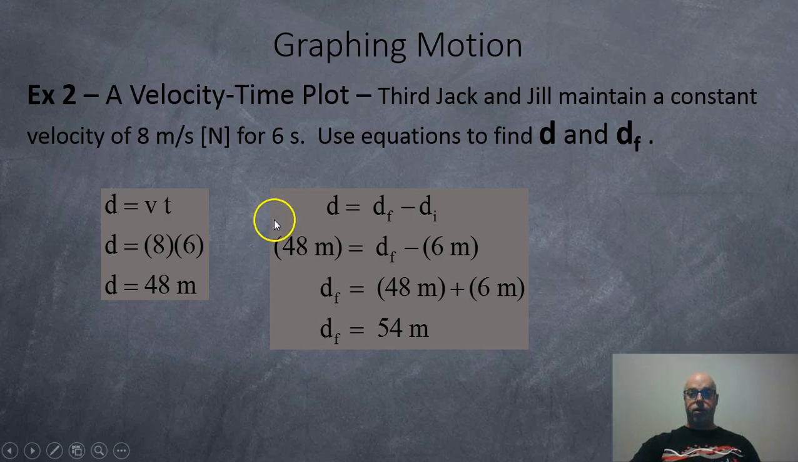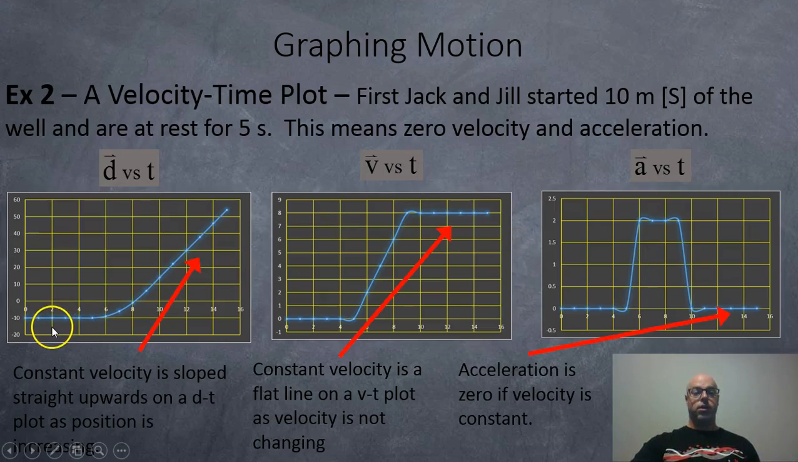Third, Jack and Jill maintain a constant velocity of 8 meters per second north for 6 seconds. So what would that look like? They're going to change location by 48 meters and end up at a location of 54 meters. So here we go. They initially weren't moving, then they accelerated, and then they maintained a constant velocity, which is a nice straight sloped line, and ended up way over here at the final location.